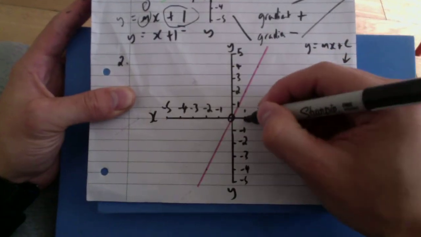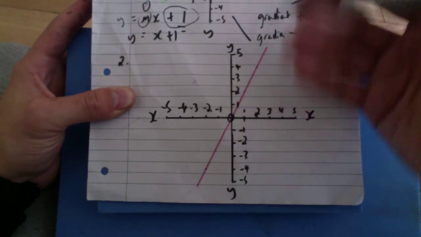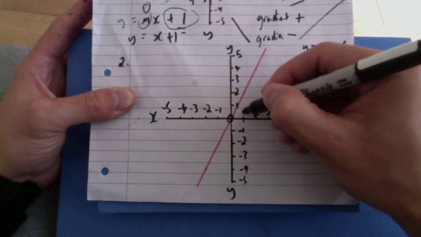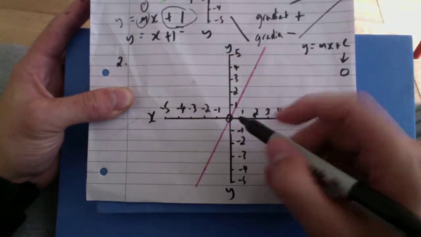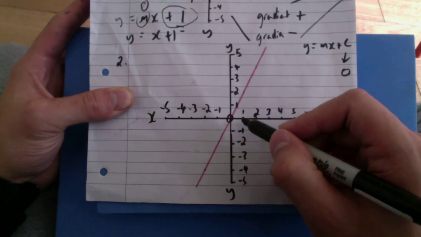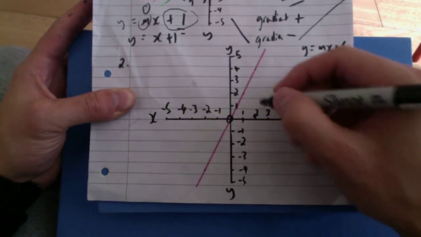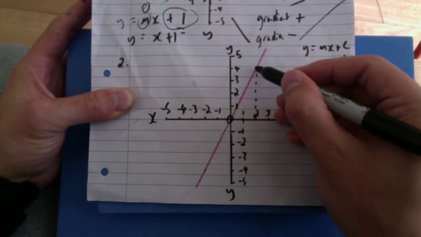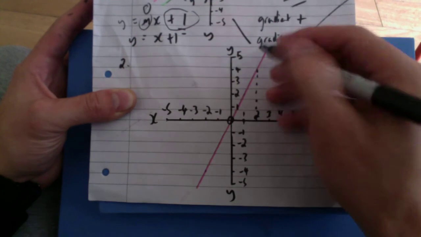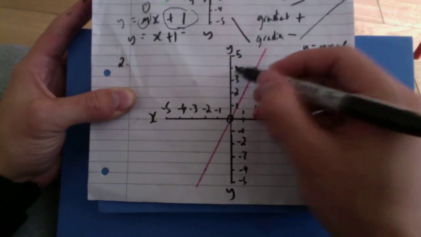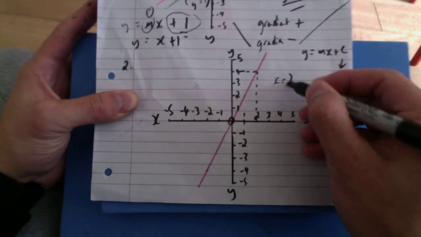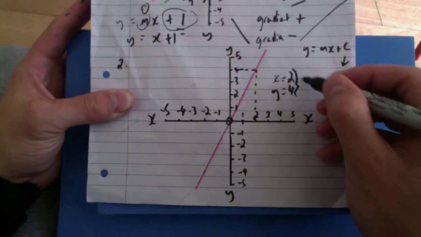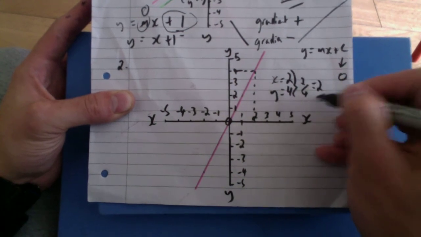So this is a good way to find out the gradient. You can pick anything from here. So you can go anything from 1, 2, 3, 4. So I'm going to go from 2 up there. So 2 meets it there, and I want to see where this corresponds on the y-axis. It corresponds to 4. So x equals 2, y equals 4, and the gradient is 4 divided by 2, which is 2.